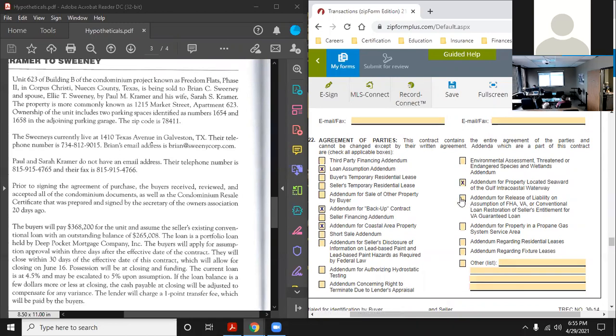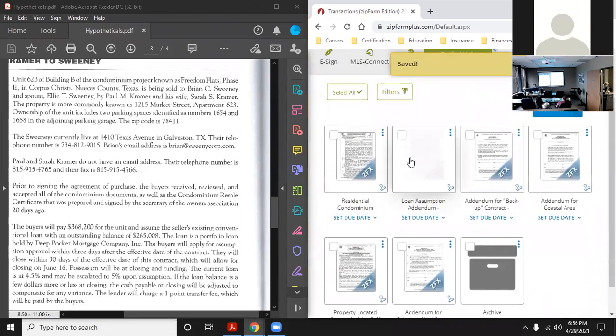And a release of liability on assumption of an FHA, VA, or conventional loan. That is because the seller is basically releasing their loan to you. So this is what that form is for. And then other non-realty items. So in total, you have 6 addendums for this property. It's very annoying, so just, it's all good. You can do it fine. But you're going to have a lot of stuff.